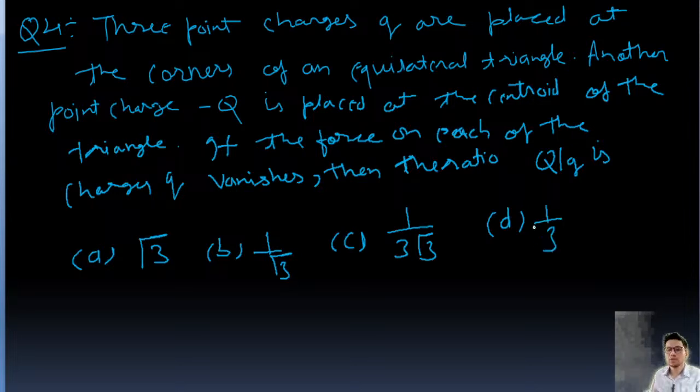So this is the question, guys. Three point charges Q are placed at the corners of an equilateral triangle. Another point charge Q is placed at the centroid of the triangle. If the force on each charge Q vanishes, the force on each charge Q is 0, then the ratio of capital Q upon Q is, okay. Very good question. I'll solve it for you.